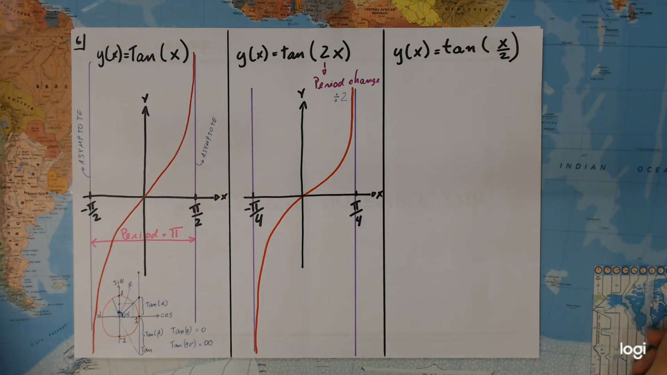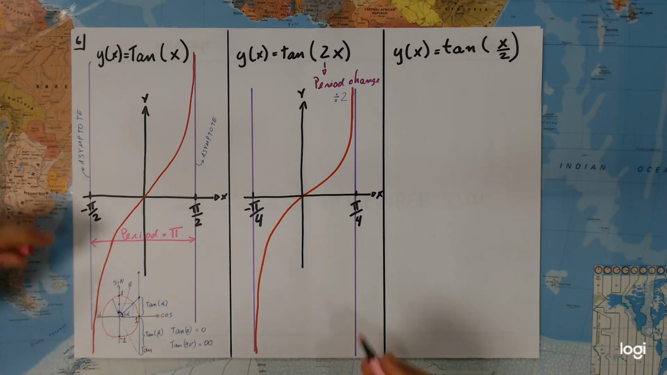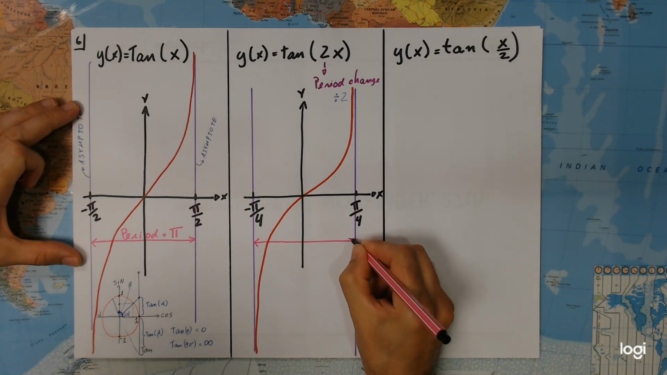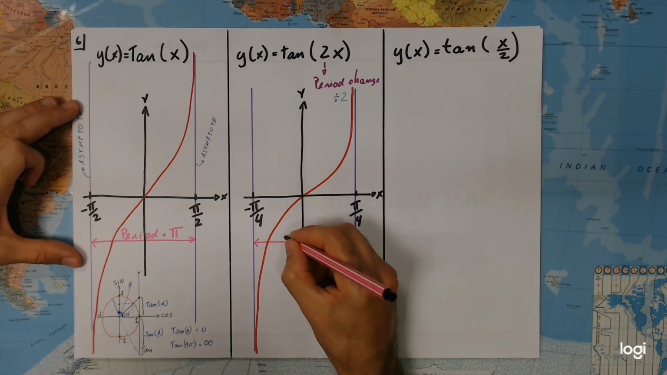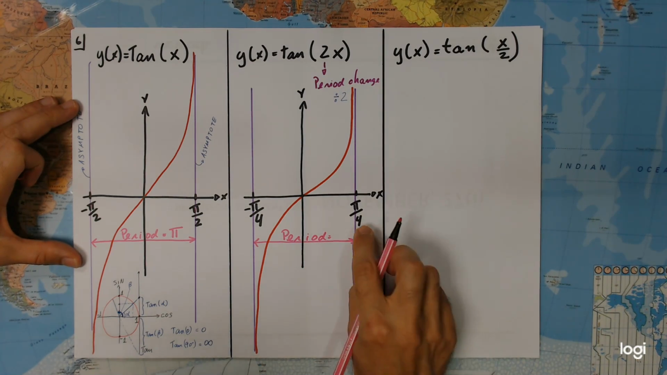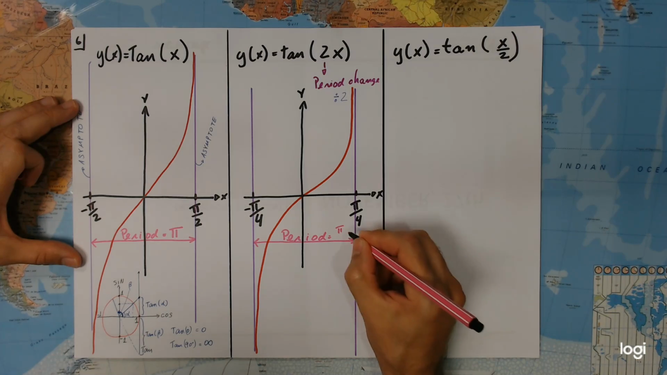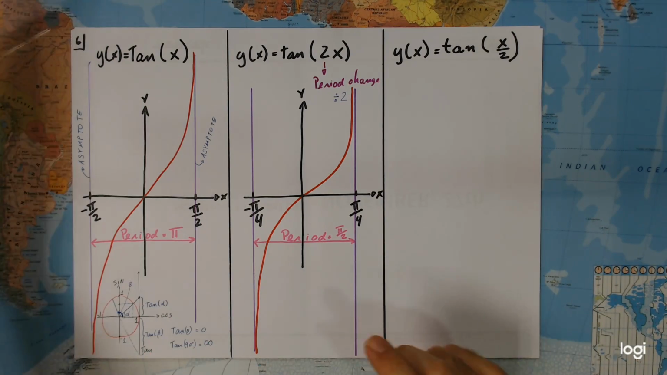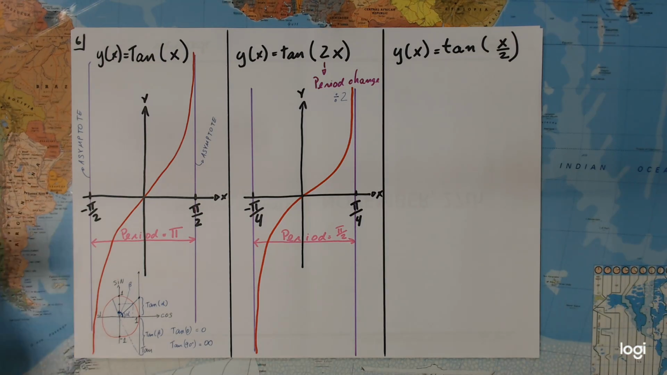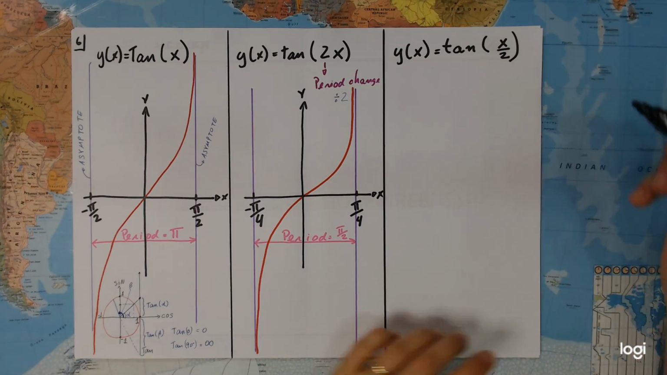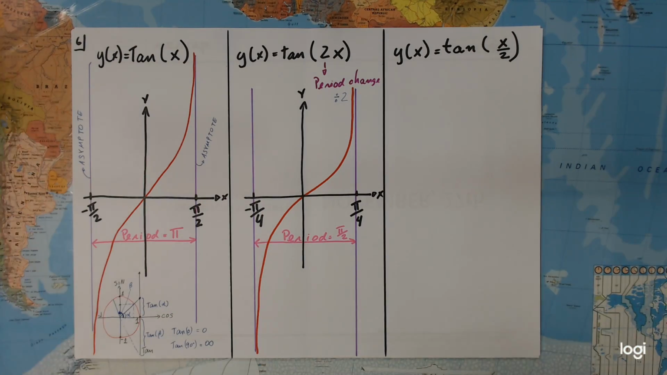And this one, what is this period? It must be half of that. Everything must be half. And it is, okay? It is just pi over 2. This is going to be the chart for this. And what about the last one? Also very straightforward. Before that, let's just analyze what is going on in here.